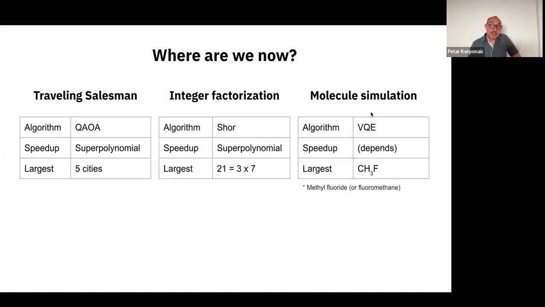And molecular simulation, this is actually the original use of quantum computers, because Richard Feynman, a famous physicist and one of the fathers of quantum computing, said that nature is quantum, and we need to use quantum machines if we want to simulate nature's processes. And molecules are natural, and molecules are quantum. And in order to simulate a molecule, we need a quantum computer. And this is the original idea of why we need quantum computers.